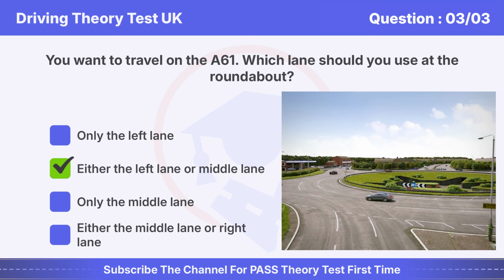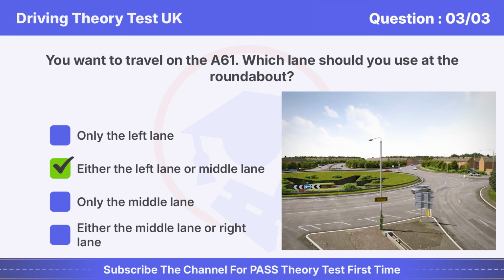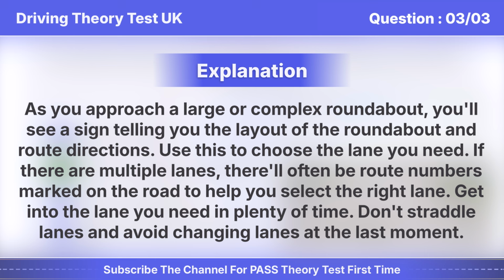Answer is B. Either the left lane or middle lane. As you approach a large or complex roundabout, you'll see a sign telling you the layout of the roundabout and route directions. Use this to choose the lane you need. If there are multiple lanes, there'll often be route numbers marked on the road to help you select the right lane. Get into the lane you need in plenty of time. Don't straddle lanes and avoid changing lanes at the last moment.